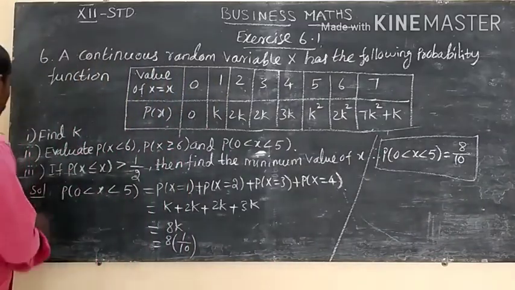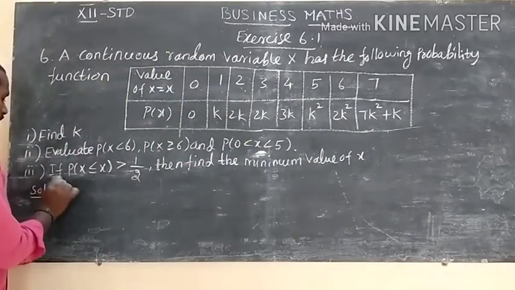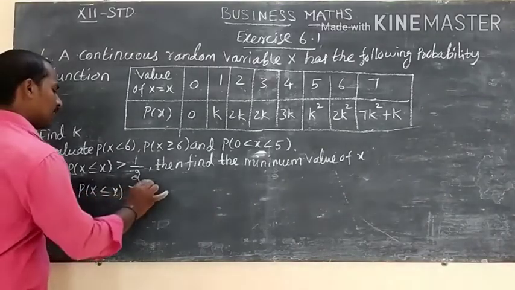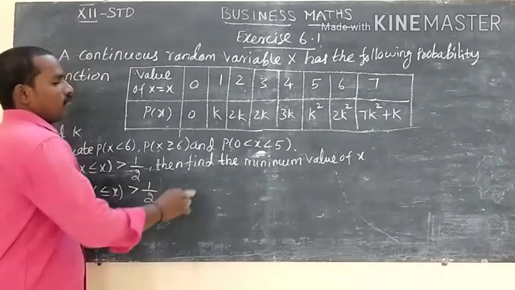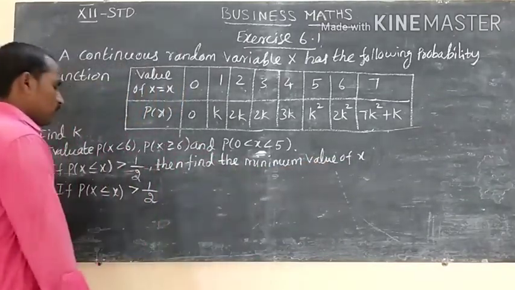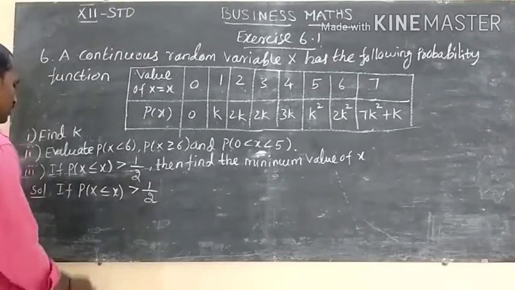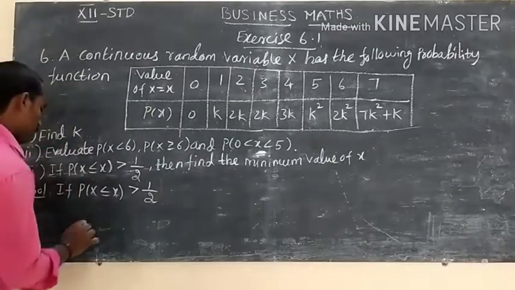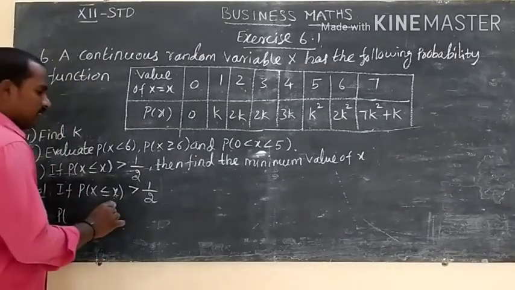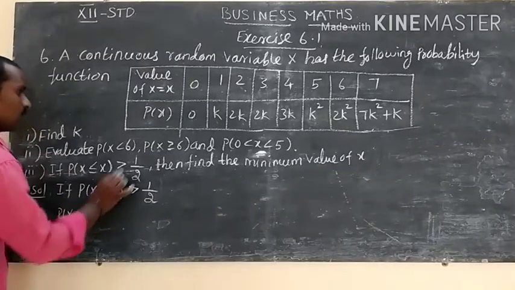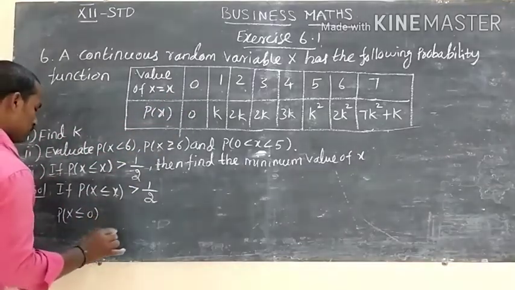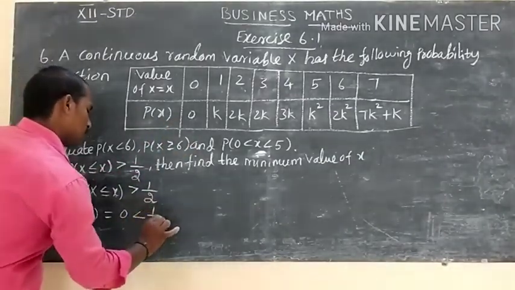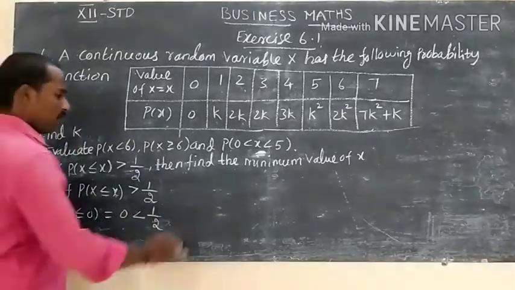Okay. Then the third question. If P of x less than or equal to x is greater than 1 by 2, then find the minimum value of x. Find the minimum value of x. So we check P of x less than 0 first, which is equal to 0. This is not greater than 1 by 2, 1 by 2 is the greater value.